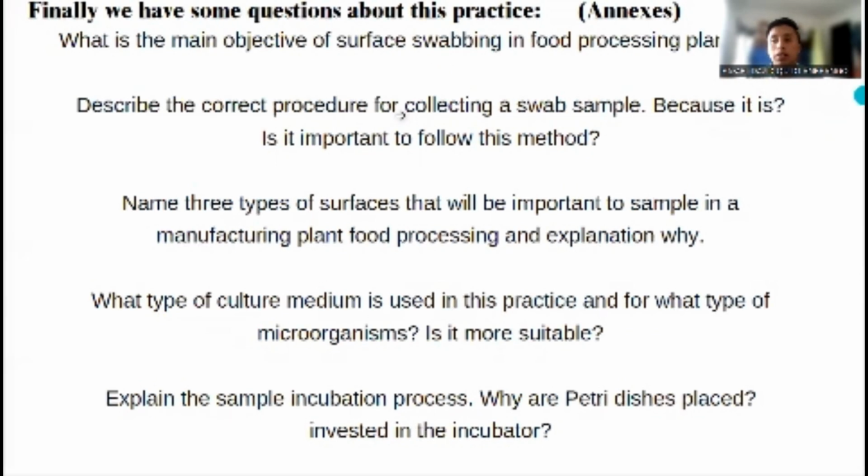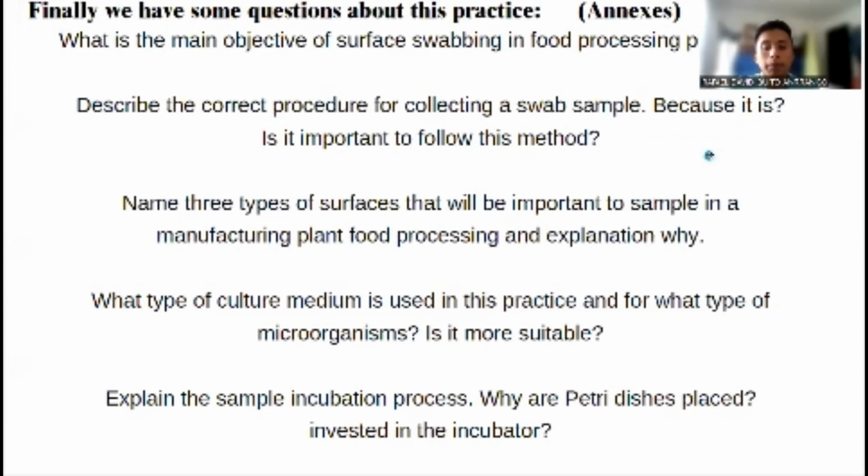The first question is: what is the main objective of surface swabbing in food processing plants? Well, the main objective of surface swabs in food processing plants is to detect and control the presence of pathogenic microorganisms and contaminants on the surfaces of facilities, equipment, and utensils used in food processing and handling. This is the main objective of implementing this hisopation in areas or places that process food.